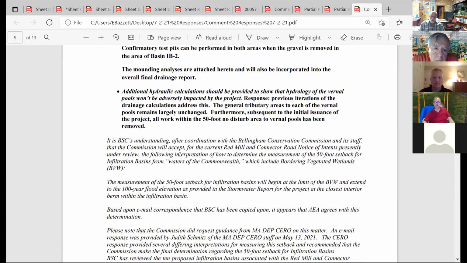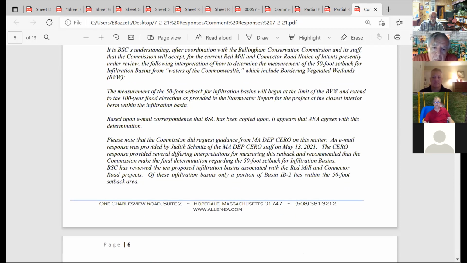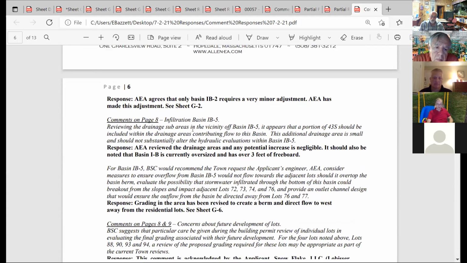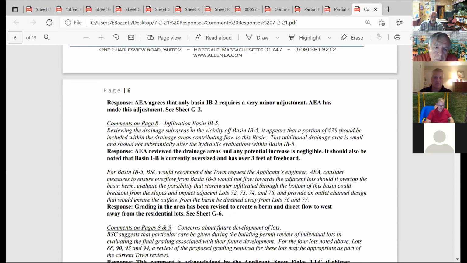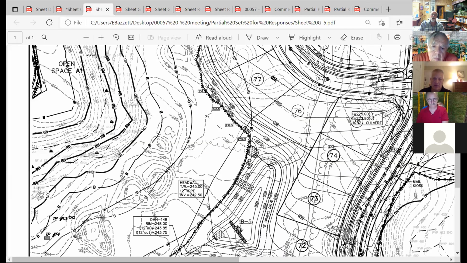Okay, you've adjusted Basin 2. And the residential lot that was potentially impacted, you've done some grading to prevent any overflow from getting on that lot.